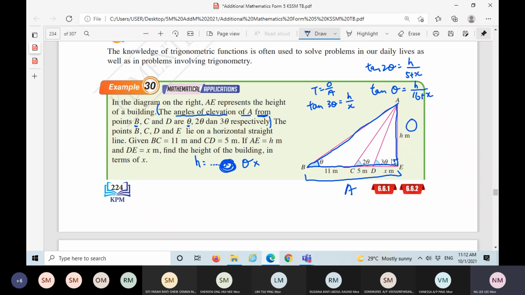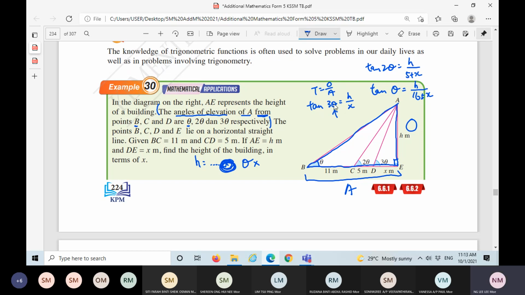This whole length. Okay, now I'm ready with these three equations. Remember, my purpose is to get rid of this theta. This theta I must change in terms of the X and the H. At the end, I only want the H and the X. I don't want the theta anymore.